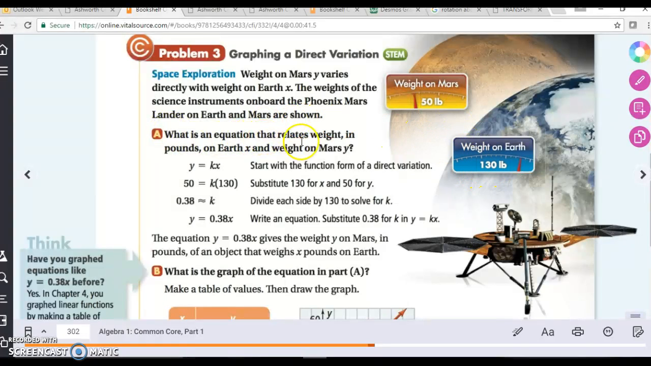It says, what is the equation that relates the weight in pounds on Earth, X, and weight on Mars, Y? Well, we have the direct variation equation, y equals kx. And if we plug those values in, remember, Mars was y, so y is 50. And Earth was x, and x is 130. And they're both in pounds. So if I divide 130 by 50, I get 0.38 equals k. So y equals 0.38x is my equation.